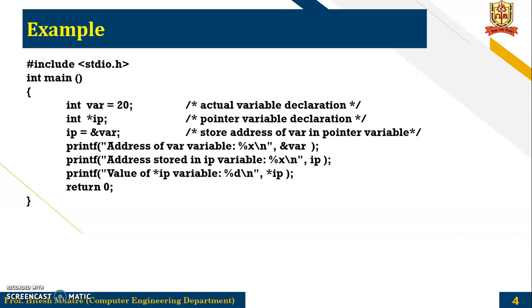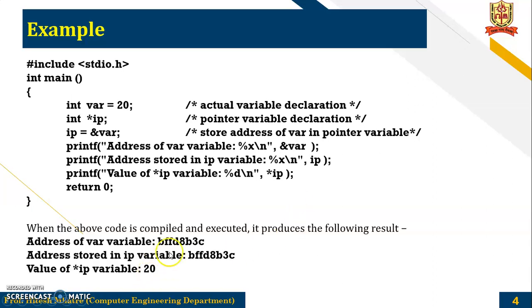So once I execute this program, this will be the output. The address of var variable, say this is the random address where the variable was stored. Then the address stored in the ip, see ampersand var was stored to the ip. So if I say directly ip, it will show the address of my var variable, and star ip indicates the value. So that is nothing but the 20 which was stored in my variable.